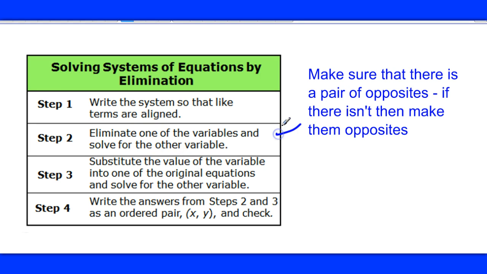What you have to do is make sure that you have opposites, because when you add opposites together, they eliminate each other. So you want to make sure you're going to eliminate one of the variables. If you do not have opposites at this point, you have to force opposites to happen. And I'll give you an example of that in just a minute.